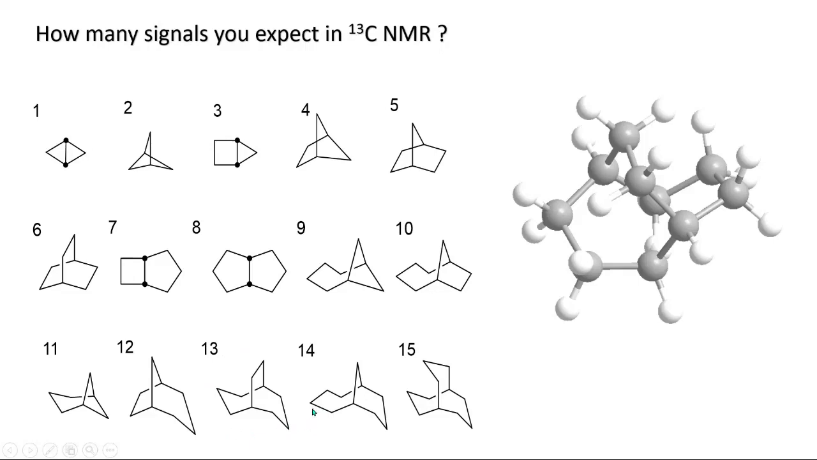Now come to the next molecule. If you pass a plane of symmetry reflecting this and bisecting these 2 atoms, we will get 1, 2, 3, 4, 5, 6. 6 signals for this compound.